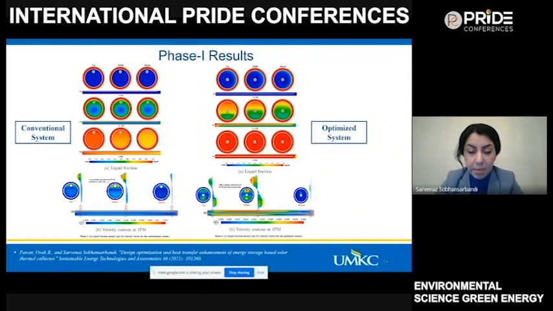So as we mentioned earlier, CFD modeling gives us insight within the collector. I don't need to experimentally dig into the system, and CFD modeling provides me the correct insight into how this melting and solidification is happening. So in these two figures, on the left we have the conventional system and on the right we have the optimized or proposed design.